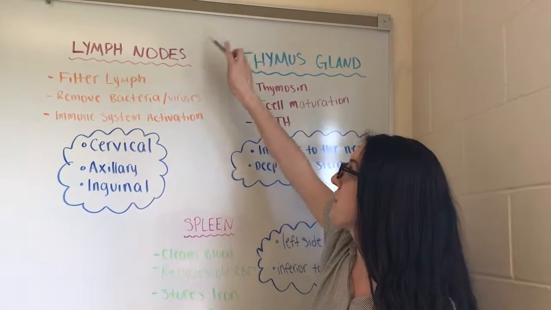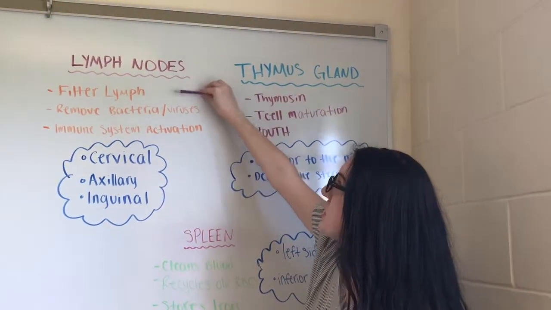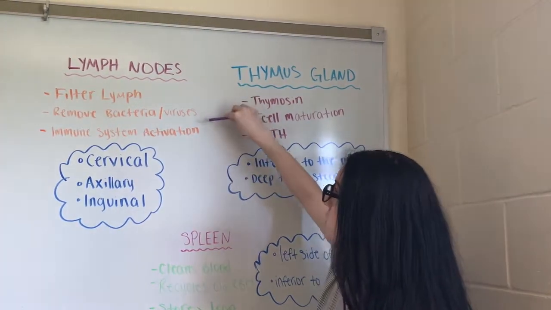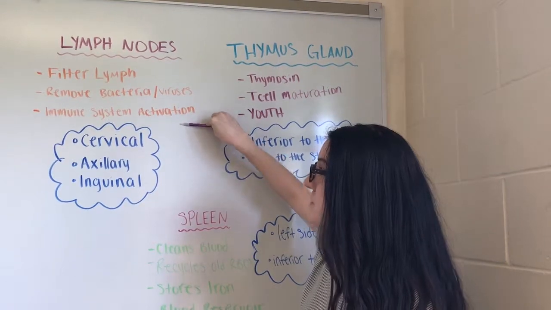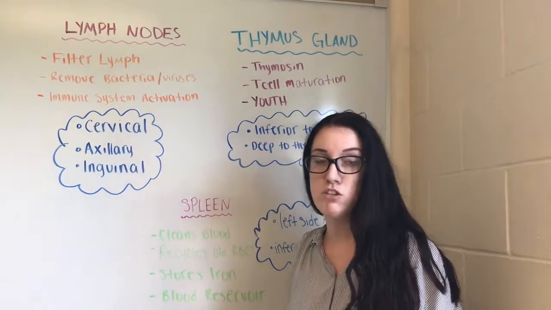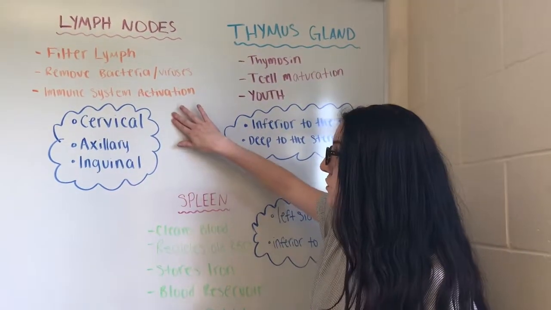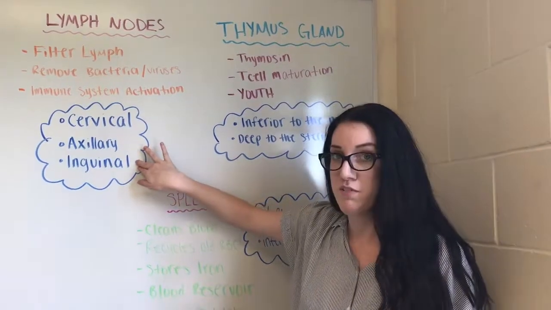Organs. To start with, the lymph nodes. The lymph nodes have three major functions: to filter lymph, remove bacteria and viruses from your bloodstream, and to participate in immune system activation. They are found in three major regions in your body. There are the cervical lymph nodes, the axillary lymph nodes, and the inguinal lymph nodes.